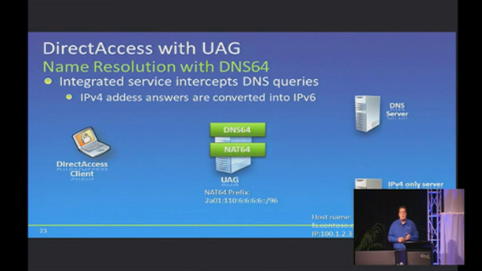I said that DNS64 and NAT64 are provided with UAG. You can use external DNS64 or NAT64 providers. That's also supported. But it's pretty easy to configure those. Just tick the boxes and you're set to go with UAG.